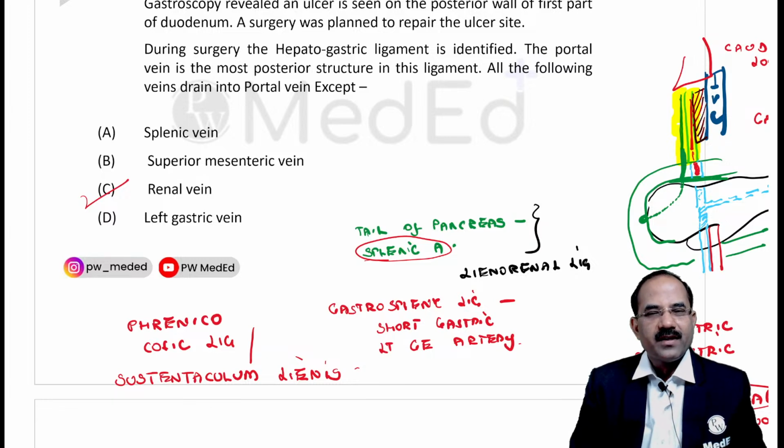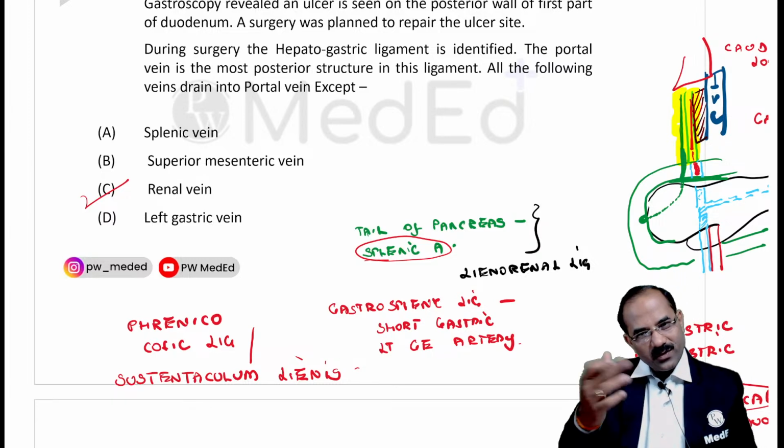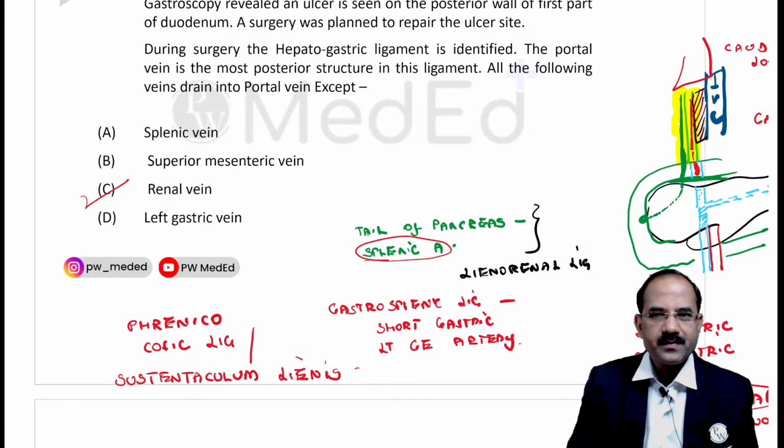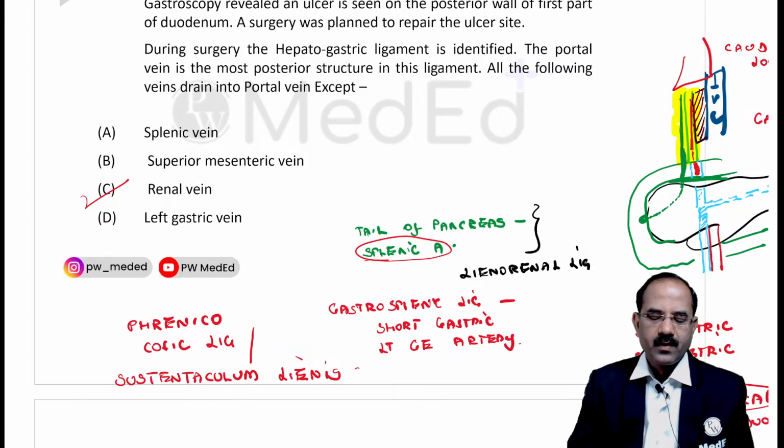Gastrophrenic is not it, it is the phrenicocolic ligament. Sustentaculum lienis. I hope this is clear to all of you, children. Clear? Okay, very good.